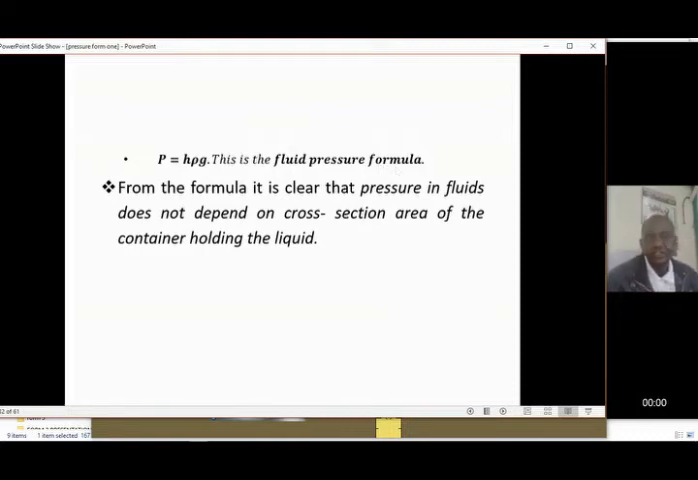Now, you are not going to find the area of the fluid because it has no shape. So irrespective of the container it will be in, just measure the height times the density of that liquid multiplied by g, and you get the pressure it exerts on the ground. From the formula, it is clear that pressure in fluids does not depend on the cross-sectional area of the container holding the liquid. It only depends on the depth.